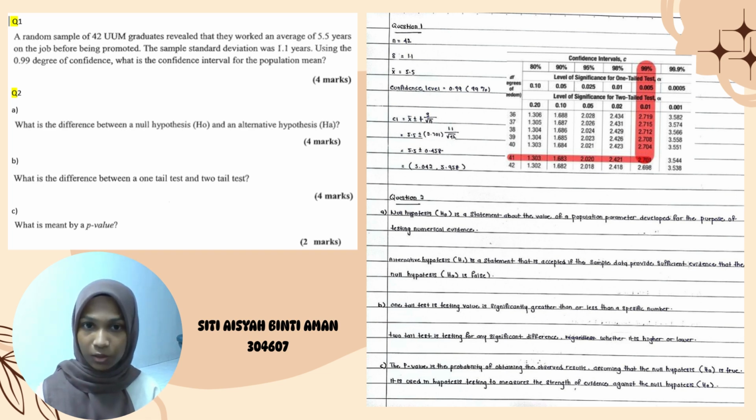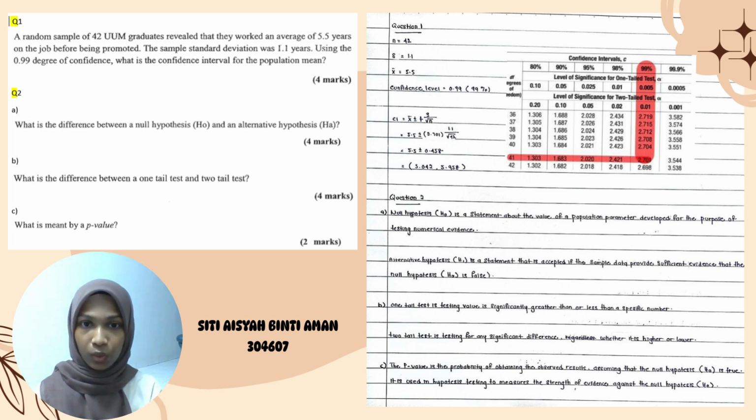The question asks what is the confidence interval for the population mean. So we just substitute all the information into the formula, and for the t-value we just calculate the degree of freedom by 42 minus 1, then we get 41. At the 99% confidence level, the t-value is 2.701. After we calculate it, we will get that the lower boundary is 5.042 and the upper boundary is 5.958.